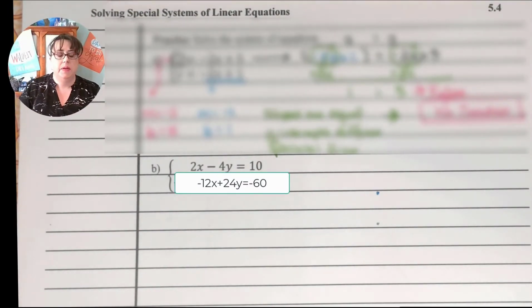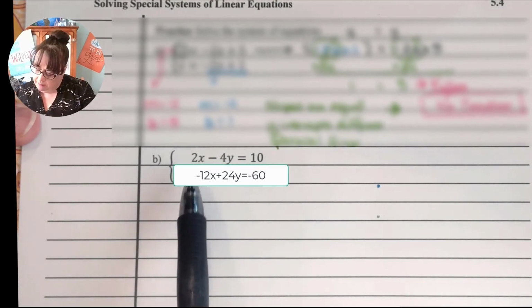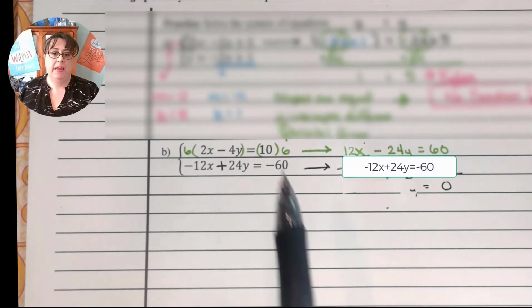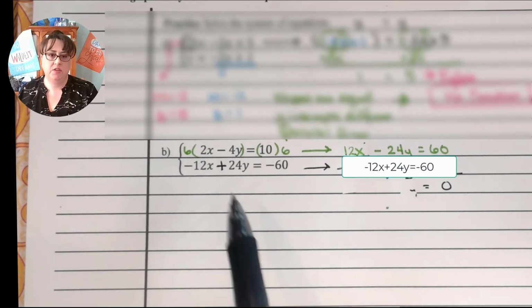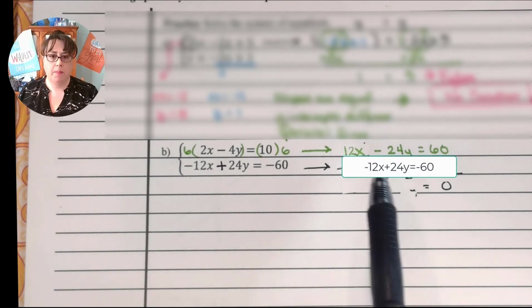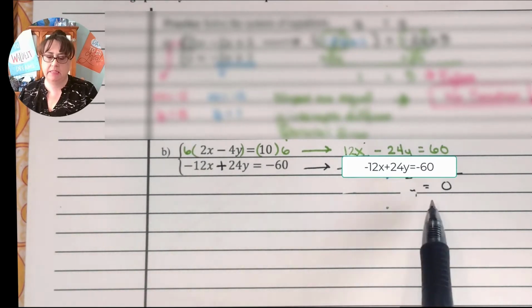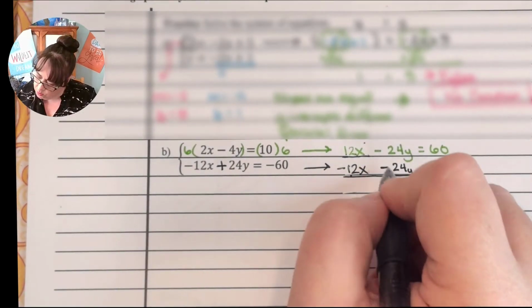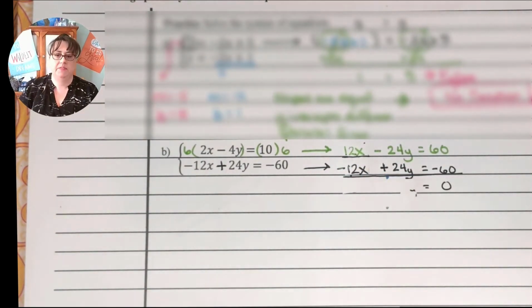When I look at this next one, what I see is elimination is really easy to do, only because I notice I'm really close to having additive inverses. I am looking at my 2x and my negative 12. So on this one, if you take this 6 and you multiply it by 2x, you get 12x, and then 6 times negative 4 is negative 24y, and then 6 times 10 is 60. And then this should be negative 12x plus 24y is equal to negative 60.